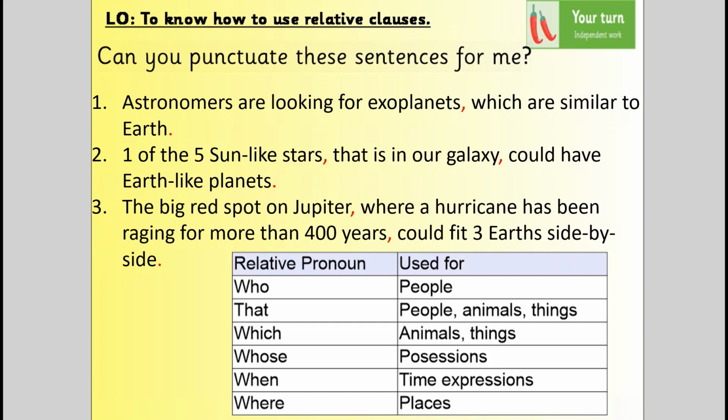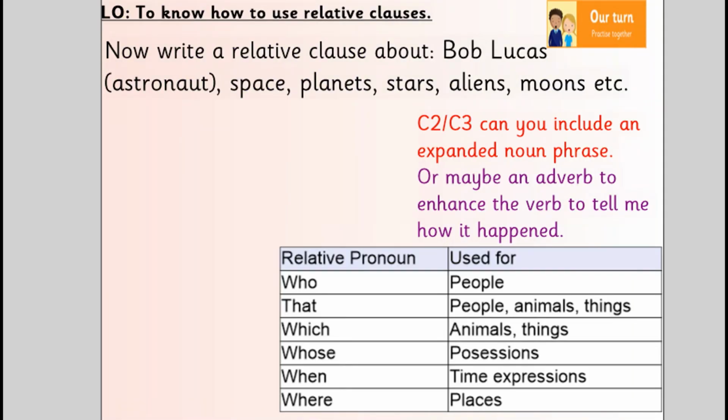Okay, well, hopefully that makes sense. Hopefully you managed to correctly punctuate those sentences for me. And now let's move on. So what I'd like you to do is now write a relative clause about Bob Lucas, an astronaut, space, planets, stars, aliens, moons, etc. Just making sure it's about space.